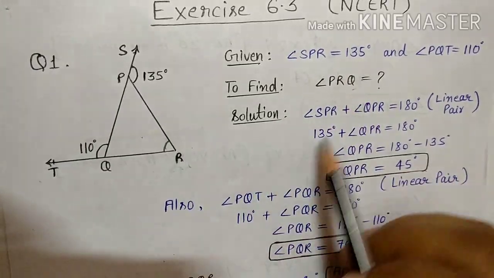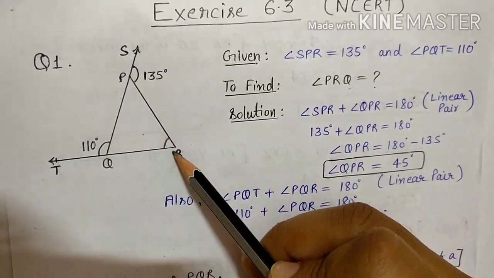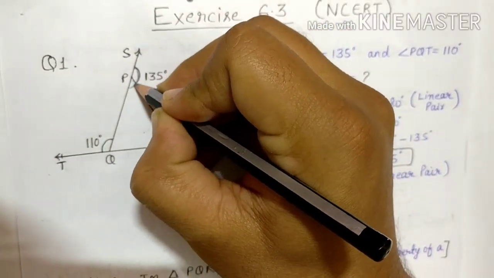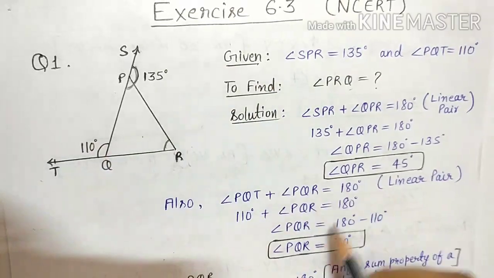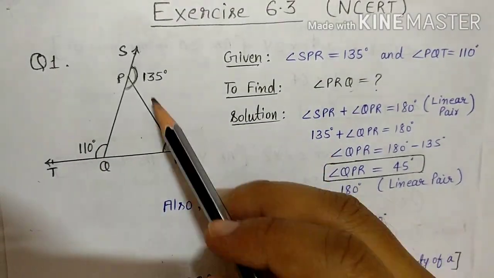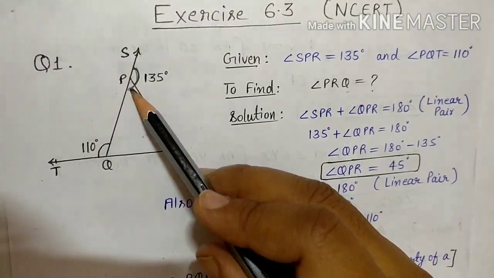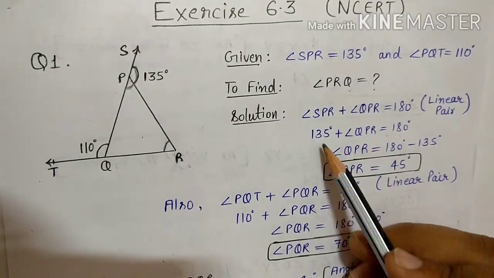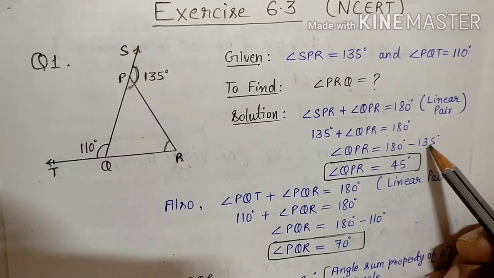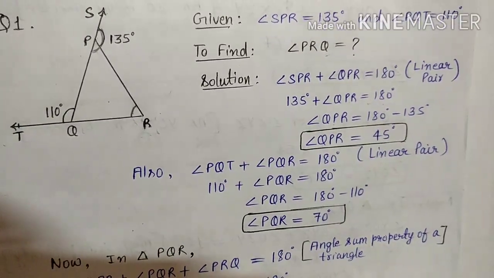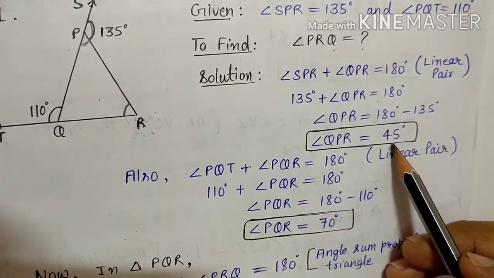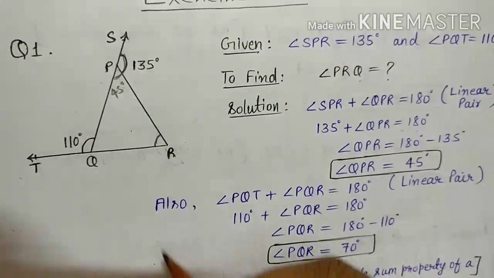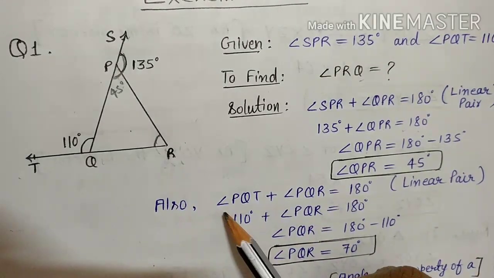So solution, let's start. SPR plus QPR, this angle plus this angle, what will they make? They will make a linear pair. So we can add 135 plus angle QPR equals 180 degrees. QPR will remain here, 135 will go to that side, so 180 minus 135 comes to angle QPR, 45 degrees. So we got our angle QPR, this one, 45 degrees. Okay, clear?